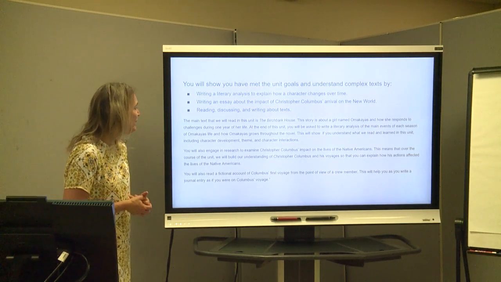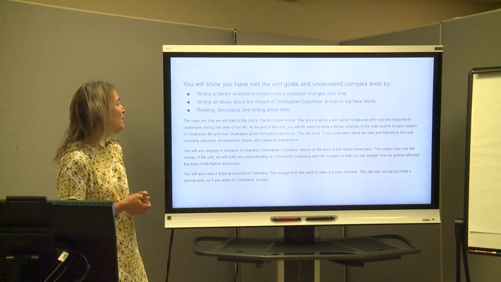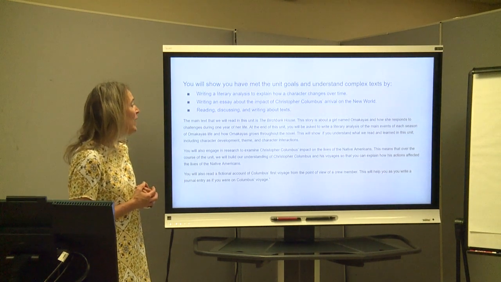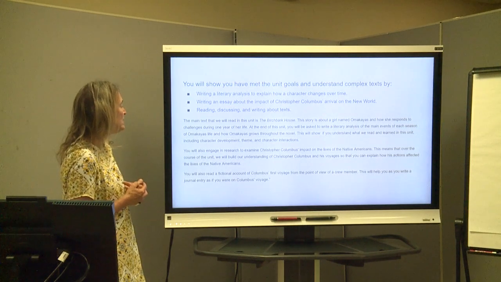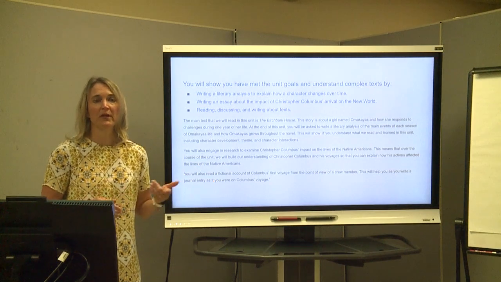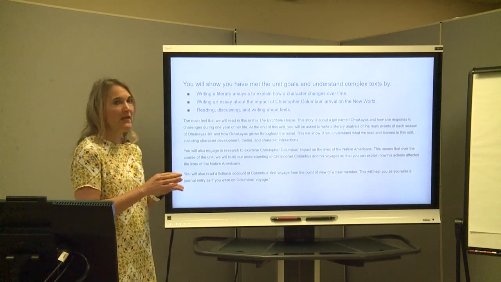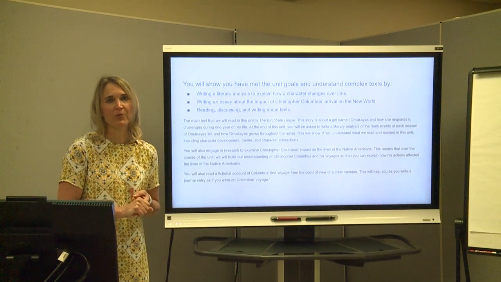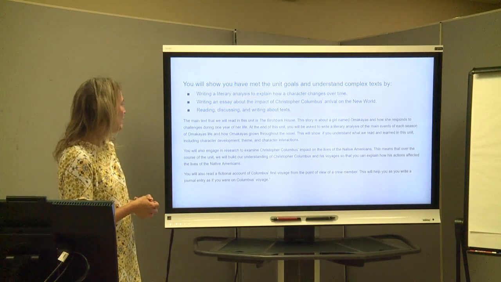You will also read a fictional account of Christopher Columbus's first voyage from the point of view, that phrase again, of a crew member. This will help you as you write a journal entry as if you were on Columbus's voyage. So, as we look through many of these things, we will be looking at a fictional passage, The Birchbark House, and then we will look at many nonfiction passages where we'll identify and find out some research about Christopher Columbus and his impact on Native American way of life.